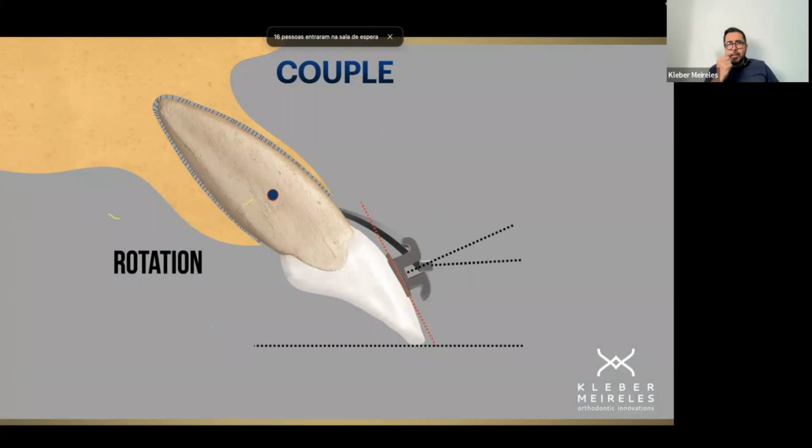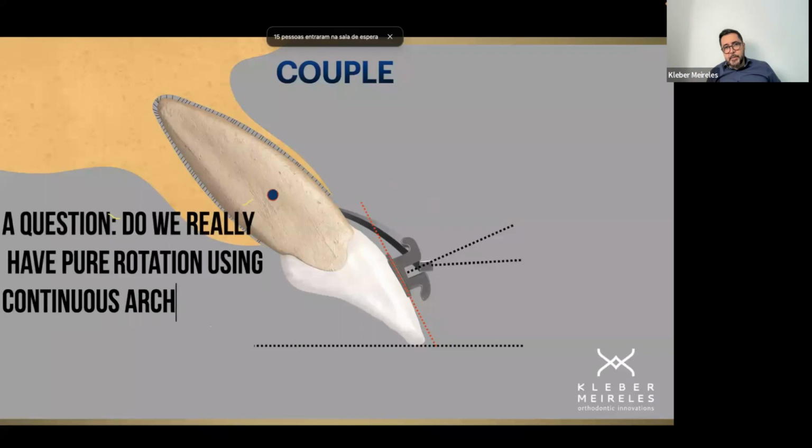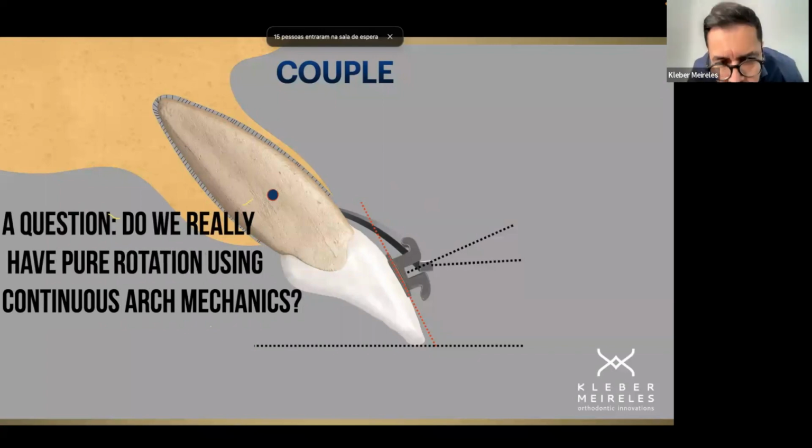And I'm going to show you the clinical importance of this. If I don't understand what I'm doing in orthodontics, I'll apply, for example, my sequence of arch wires, and I will reach the rectangular stainless steel, 19x25, let's say. And I'm inserting it inside the slot of anterior teeth, and I don't know how to read the couple. What's going on? What's taking place here? A question here. Do we really have pure rotation using continuous arch wire mechanics? No, we don't. Why not?